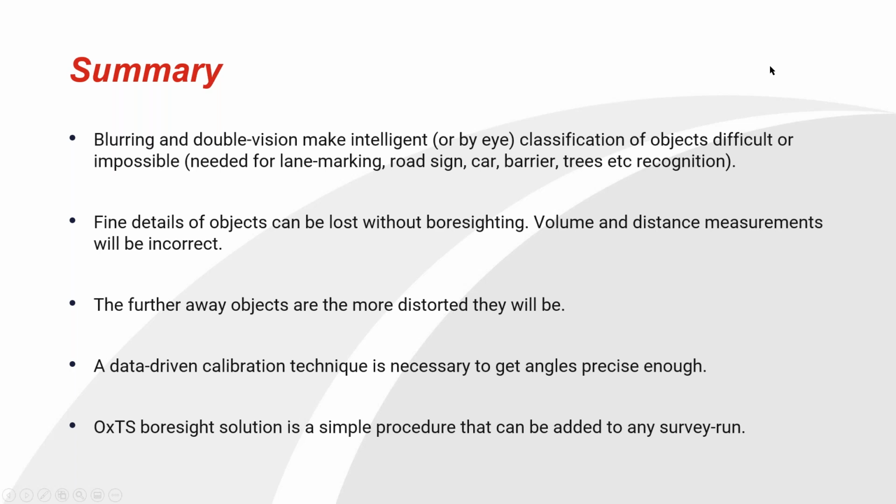Okay, so summary. The boresight misalignment causes blurring and double vision that can make many applications difficult, such as intelligent classification, whether you're using algorithms or doing it by eye, or trying to measure distances, count objects, measure densities, or measure volumes. All of these things, for quite obvious reasons, can become very difficult.